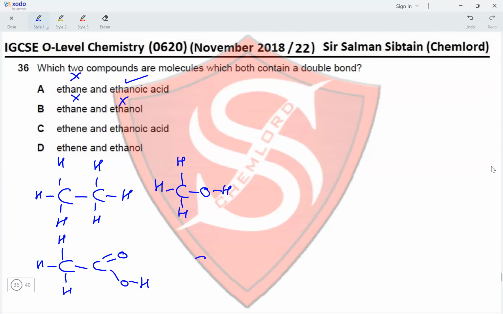Next is ethene. Ethene would be C double bond C and two hydrogen atoms attached to each carbon atom. So ethene does have a double bond and ethanoic acid also has a double bond. And next is ethene and ethanol. So ethene does and ethanol does not, making option C the correct option for this question.